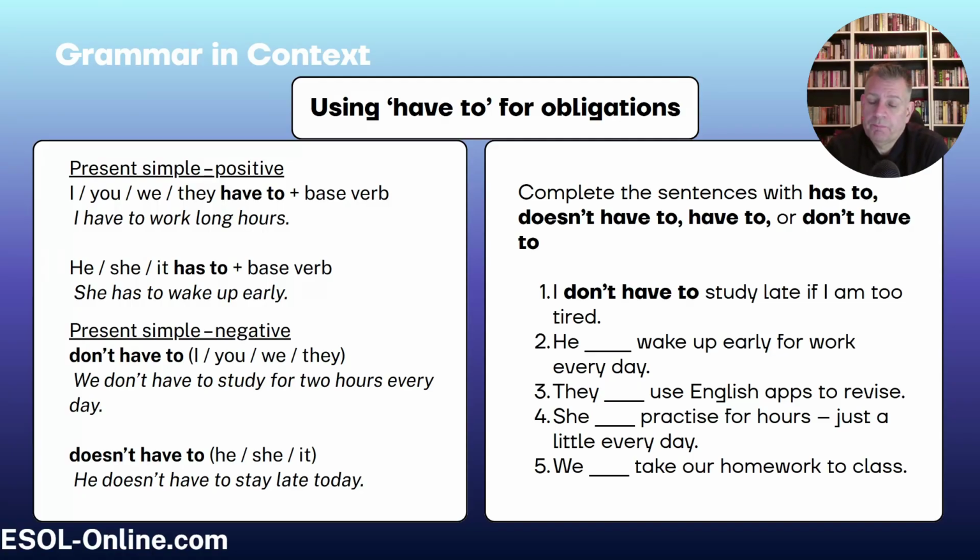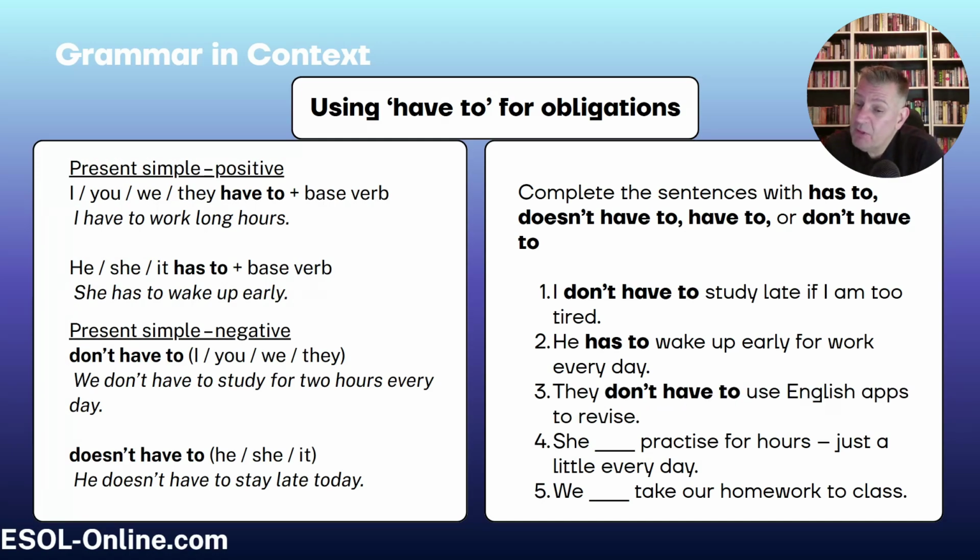Number 2, this is third person singular. He, something wake up early for work every day. Is it an obligation? Yes, he has to wake up early for work every day. Number 3, the plural now. It's third person plural. They, something use English apps to revise. They don't have to use English apps to revise. Well, there's other options. You can do lots of different things to revise your English. You don't have to use apps, but they are a good option.